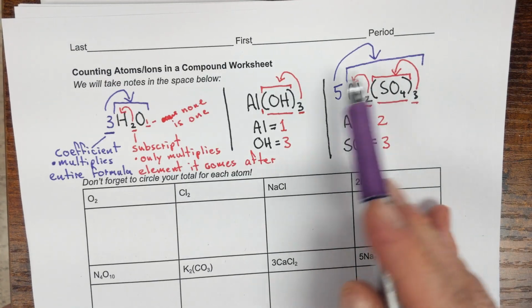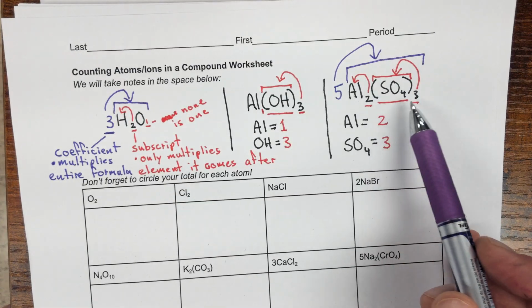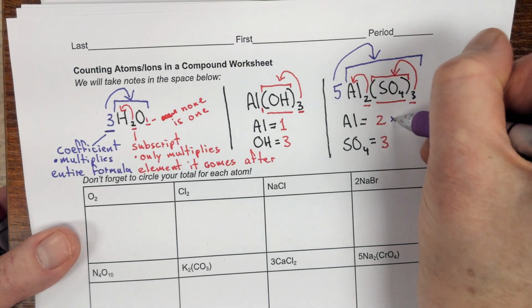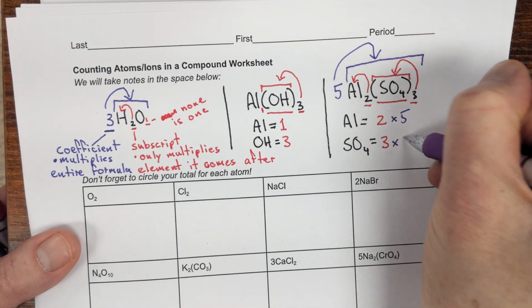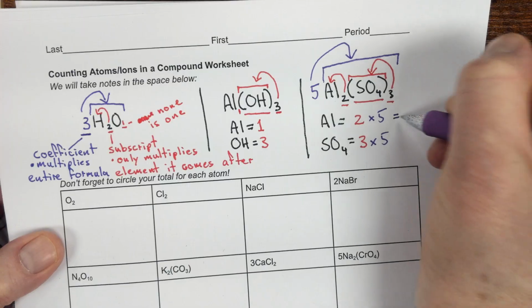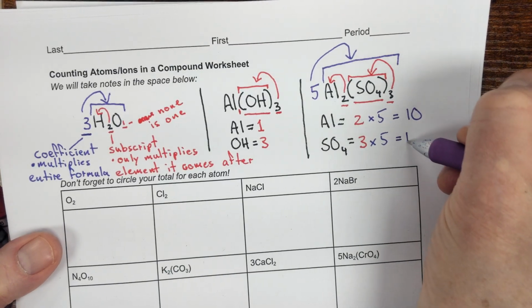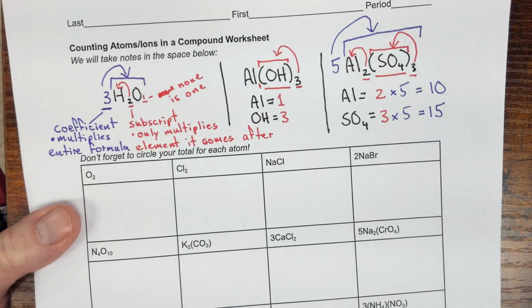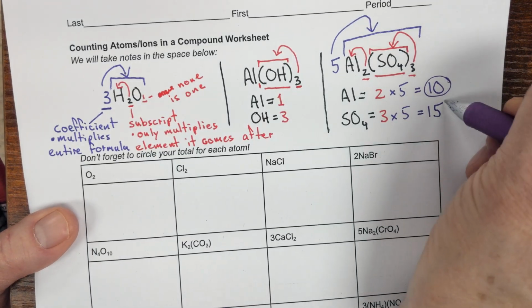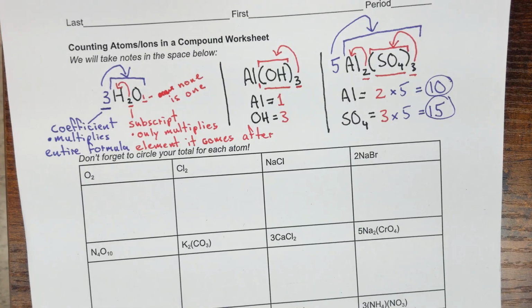It says I have 5 copies of aluminum sulfate. So each of these will get multiplied by 5 for a total of 10 aluminum ions and 15 sulfate ions. And those would be my final totals. I usually have people circle the final totals. Not required, it just keeps it clear.